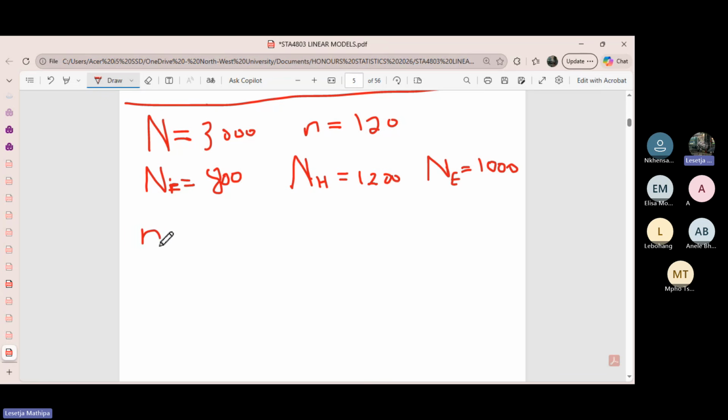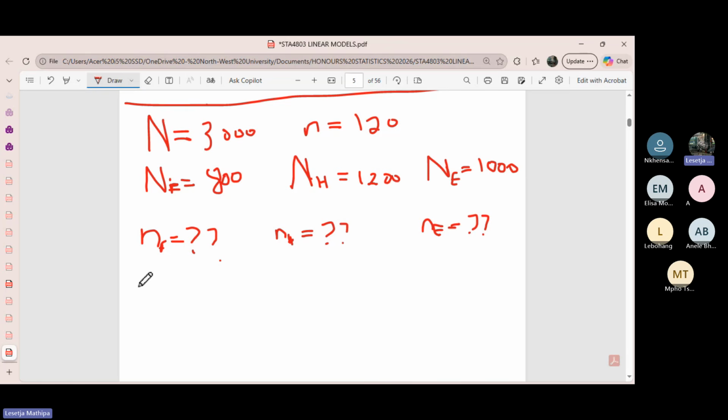Now they want us to find small letter n for F, the sample stratum size of FNAS. We need to find the sample stratum size of humanities, and also the last one, the sample stratum size of education.